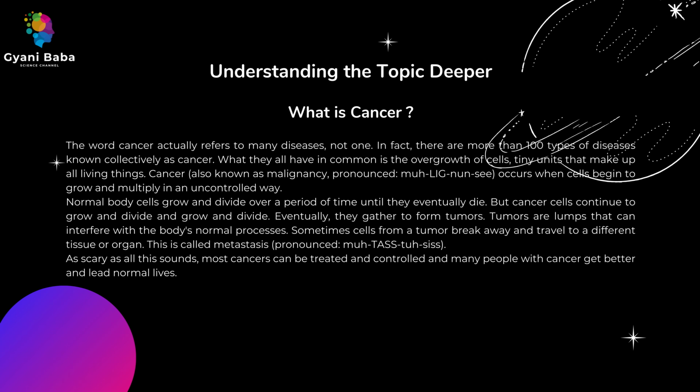Sometimes cells from a tumor break away and travel to a different tissue or organ. This is called metastasis. As scary as all this sounds, most cancers can be treated and controlled, and many people with cancer get better and lead normal lives.